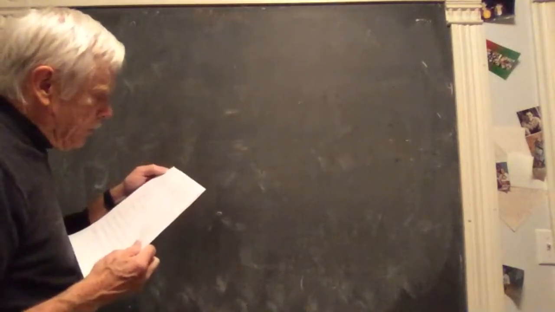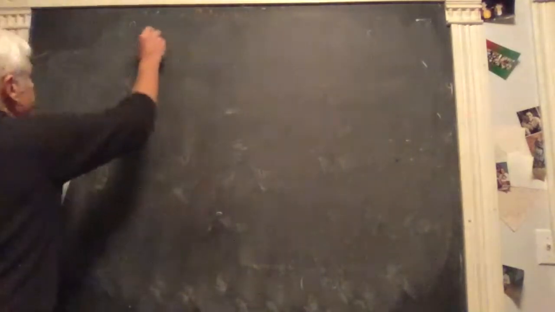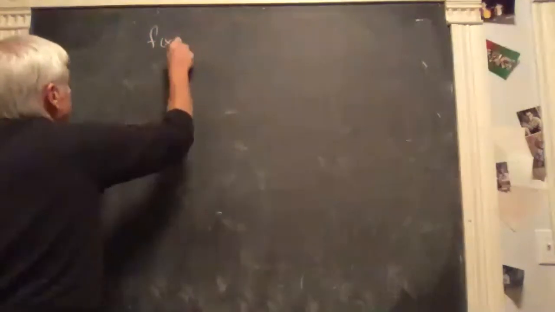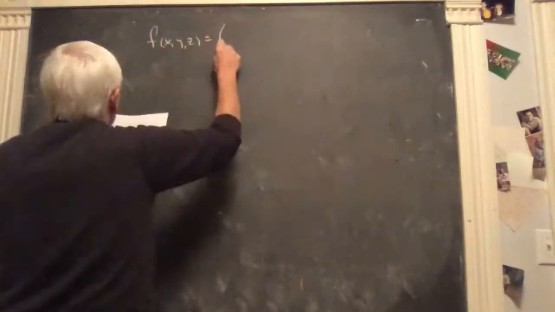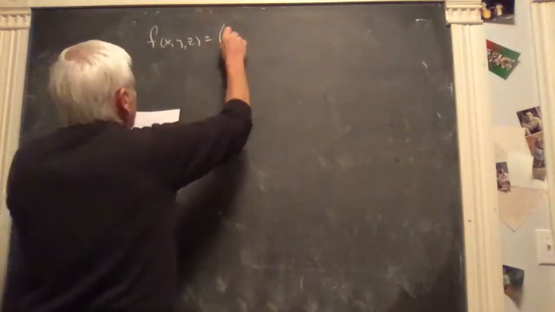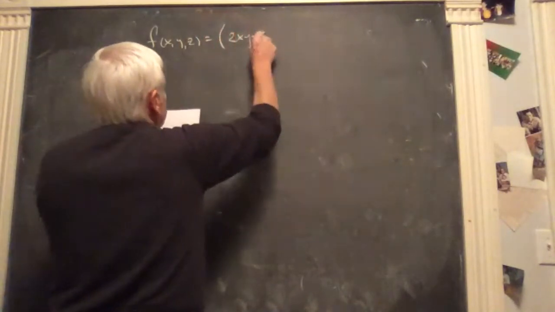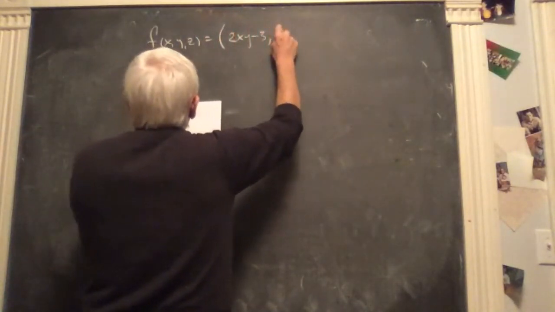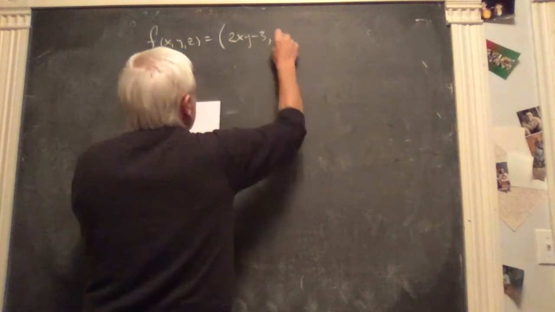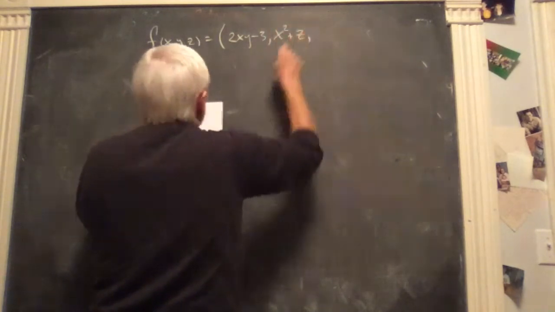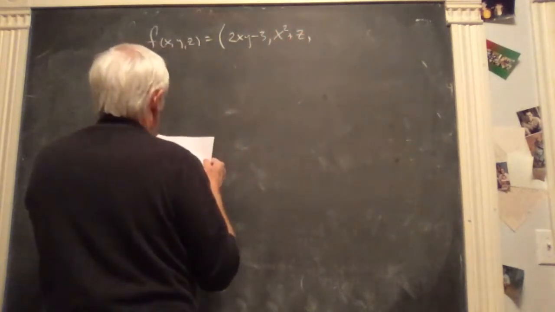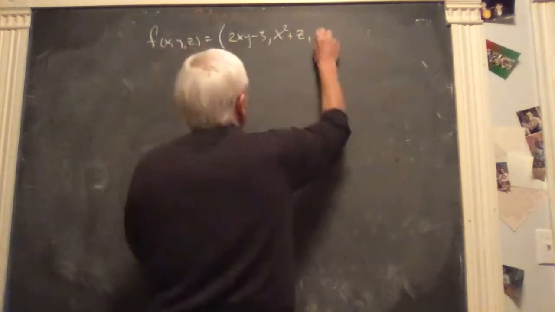Here we have a vector field in 3 variables. 2xy minus 3, and x squared plus z, and y plus 1.